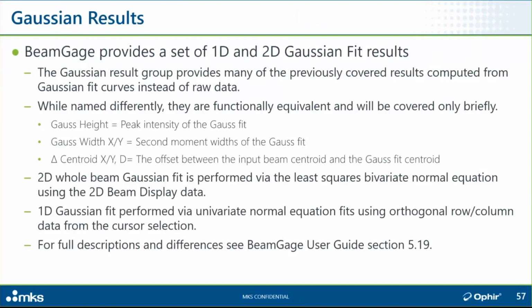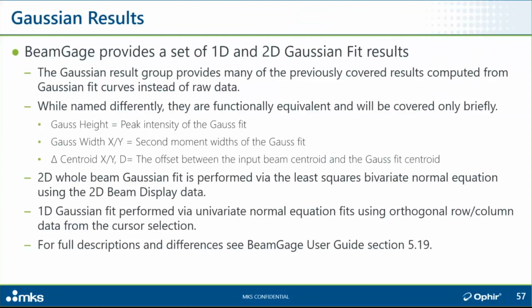Gauss widths, x and y, are simply the second moment widths of the Gaussian fit, both 1D and 2D. The delta centroid x and y, instead of just calculating a centroid, we calculate the delta between the input beam centroid and the Gaussian fit centroid.